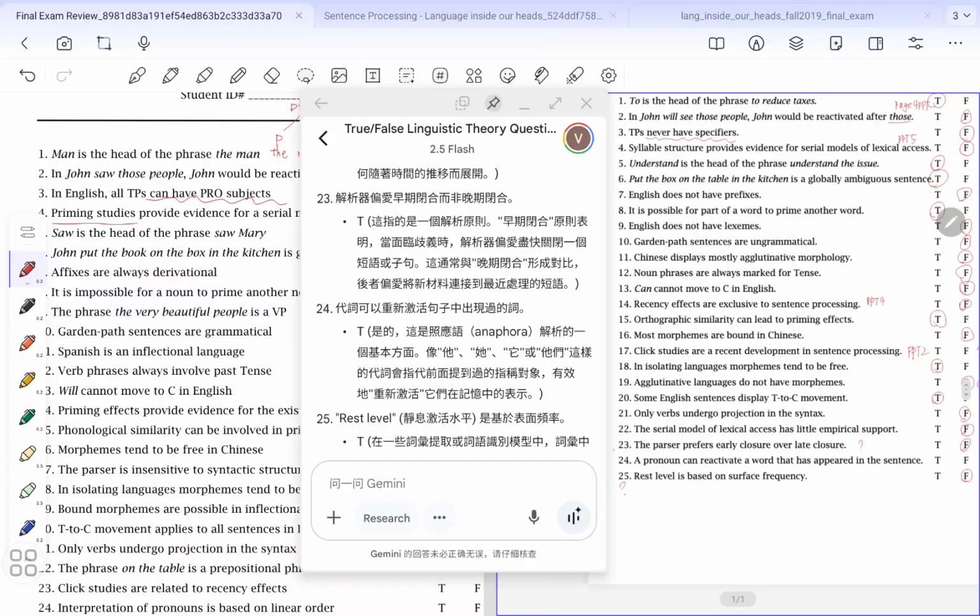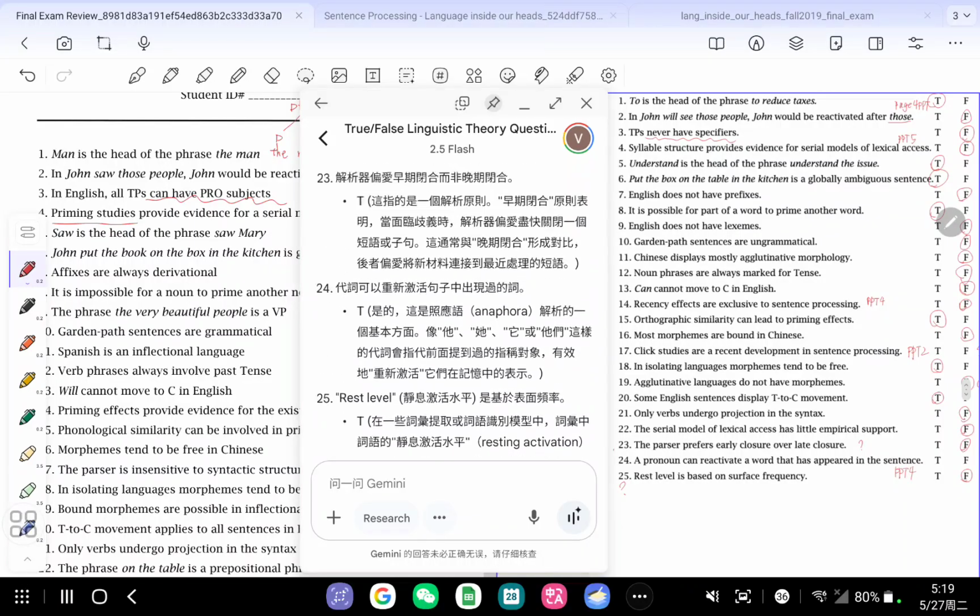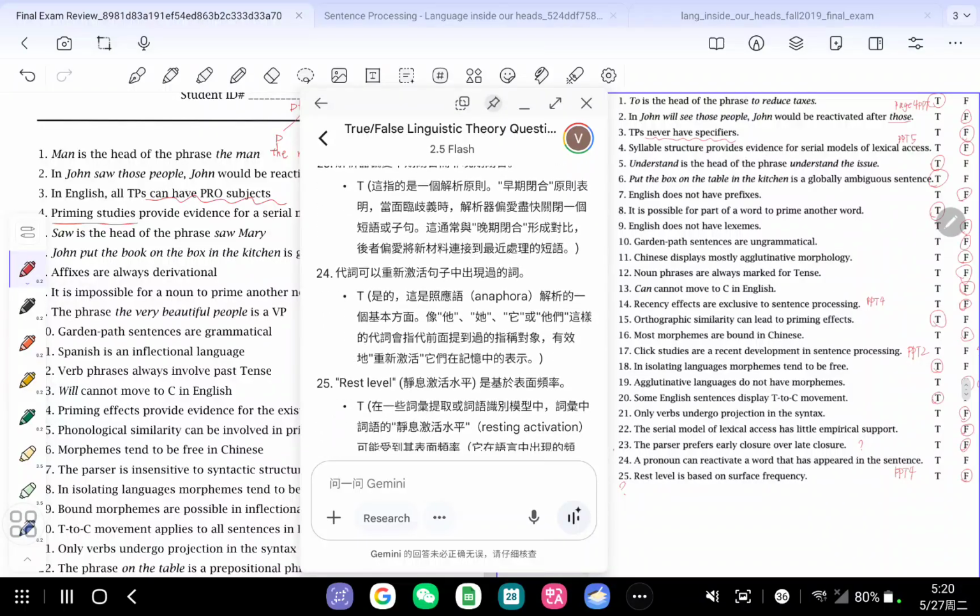24. A pronoun can reactivate a word that has appeared in the sentence. True or false? Remember this? Boys here has the same reaction time as in A. It shows that in B it looks like boys is at the end of the sentence, because the results for A and C are the same. And that shows the pronoun activates the word. Then when people have to read this, they ask what the sentence is about. It's about the boys, and that's why the word is activated. So yeah, a pronoun can reactivate a word.